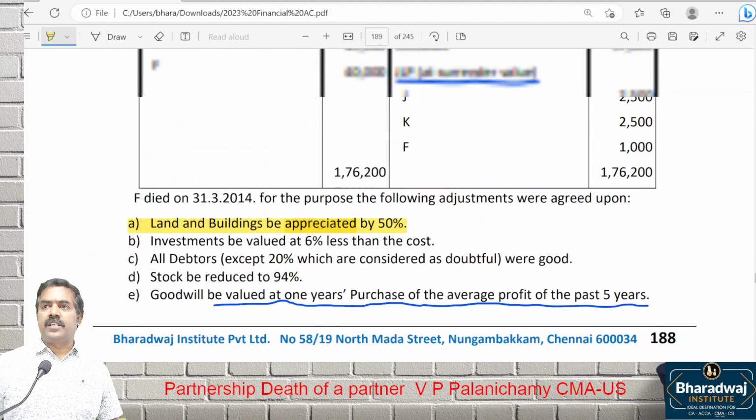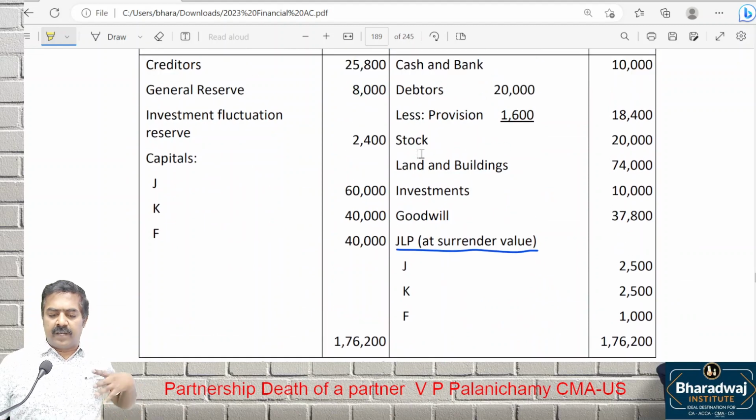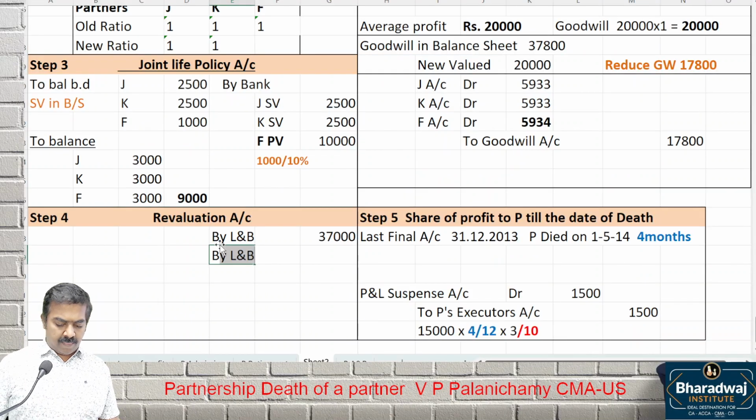Investment valued 6% less than the cost. Look at the investment, how much is there? 10,000 into 6% gives 600. 600 will come. But there is an investment fluctuation reserve, we have to adjust that. By investment fluctuation reserve. What is the investment fluctuation reserve available in the balance sheet? 2,000. Against that, the loss in investment.